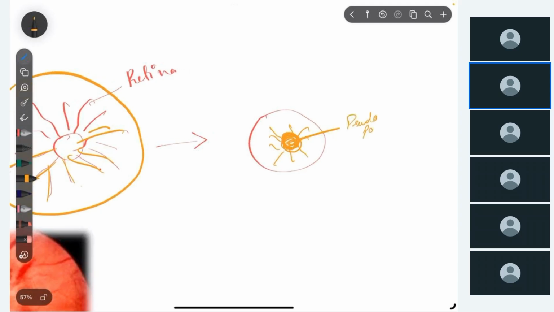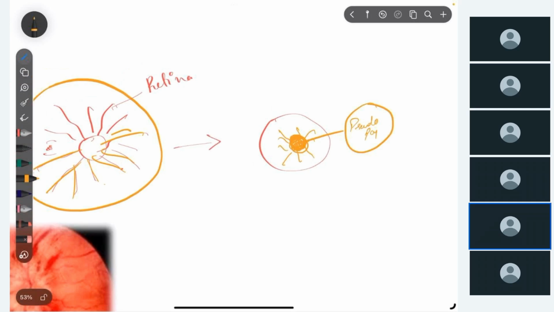Why are we calling it pseudopapillitis? In case of papillitis, the optic disc head will appear enlarged. That's why we are calling it pseudopapillitis. There is no papillitis in this patient. Actually, everything is normal, but it is enlarged because the eyeball is small in comparison to the optic disc. Is that clear?